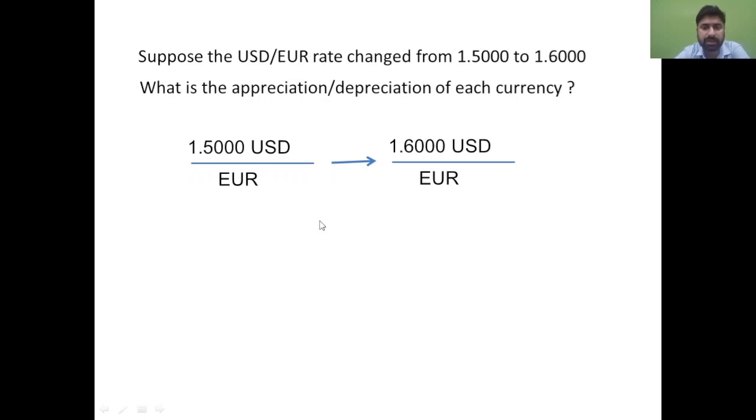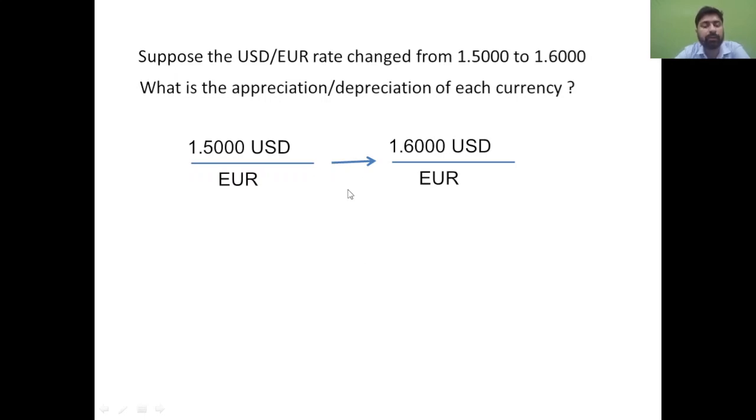It's very logical. Earlier the Euro could buy less, but now the Euro can buy more than what it could previously. So you can figure out that the Euro currency is appreciating. If one currency appreciates, that automatically means the other currency, that is USD, will depreciate here. USD is depreciating. This is how you need to figure it out.